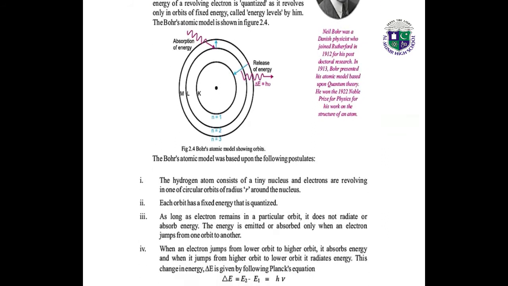What are the postulates of his theory? The hydrogen atom consists of a tiny nucleus, and electrons are revolving in one of the circular orbits of radius r around the nucleus. Each orbit has a fixed energy that is quantized. As long as an electron remains in a particular orbit, it does not radiate or absorb energy. When an electron jumps from a lower orbit to a higher orbit, it absorbs energy, and when it jumps from a higher orbit to a lower orbit, it radiates energy.